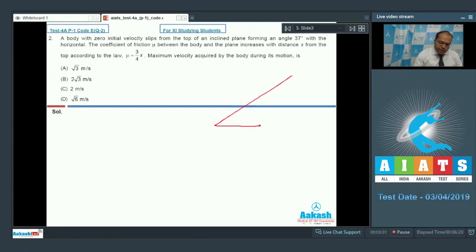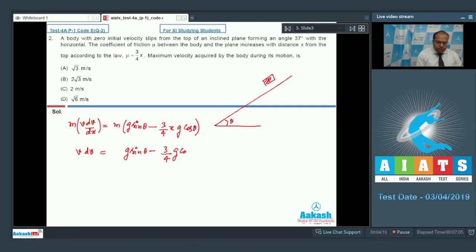Suppose this is an inclined plane and this makes an angle theta with the horizontal, and this is the body. So if I write the equation of dynamics, then m into v dv by dx, that is m into a, can be written as mg sin theta acting in this direction and mu mg cos theta acting in the opposite direction. So that is equal to m into g sin theta minus mu, the value of mu is 3 by 4 x, into g into cos theta. So from here, v dv is equal to g sin theta minus 3 by 4 g cos theta into x, into dx.